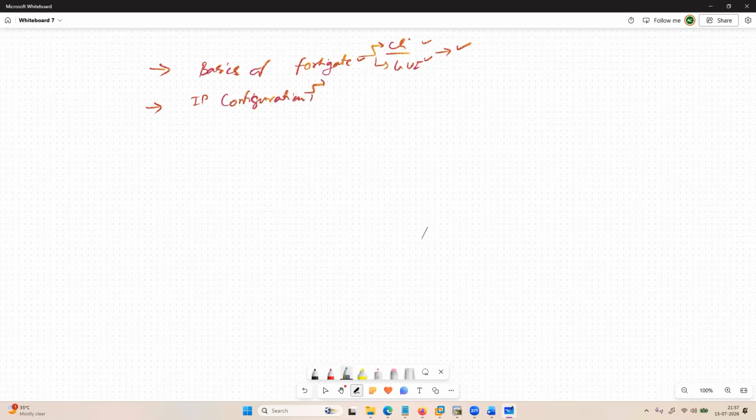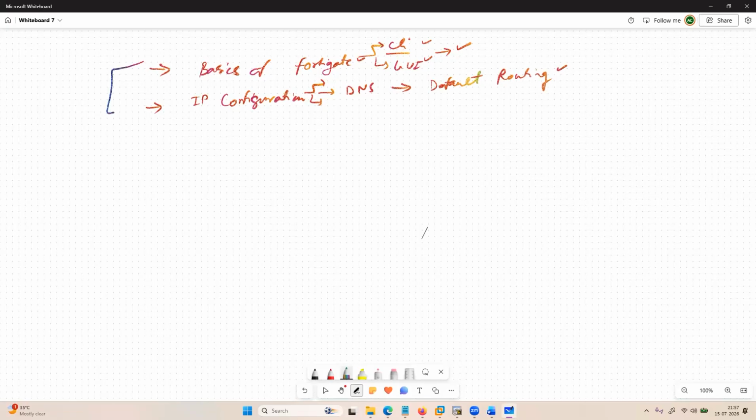Once IP configuration is done, then for basic things we are going to configure DNS. We need DNS, yes, no? Very important, right? We are going to configure who will be the DNS for my FortiGate firewall. So, the DNS server IP, very important. And after that, one basic routing we'll be doing, known as the default route on the box. By the way, this is a prerequisite once we do the lab. Default route.